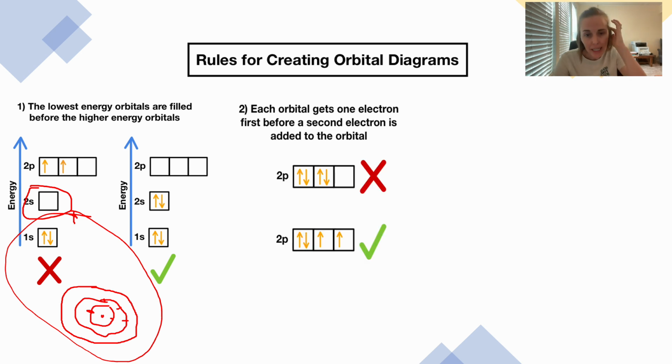So second, each orbital gets one electron first before a second electron is added to the orbital. And this is your Hund's rule. No two electrons are going to be right next to each other. So I think a good way to think about Hund's rule is like a bus. And so the electrons are like your passengers on your bus.